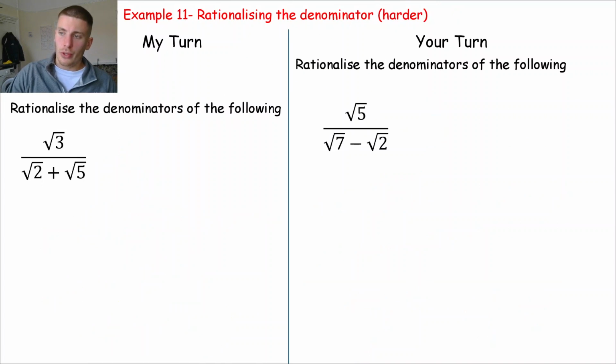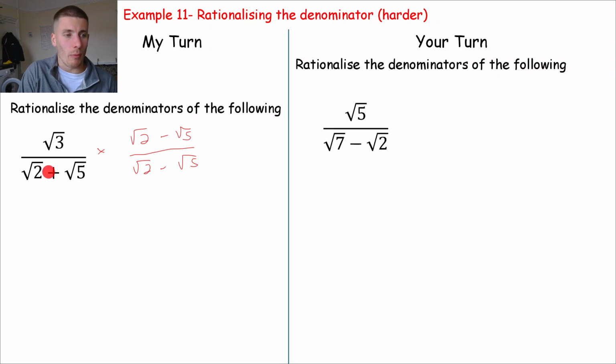Right, let's go on to another example. So example 11, let's look at rationalizing the denominator again. Same idea, but this time we've got root 2 plus root 5. The way you approach this one is you times top and bottom by root 2 take away root 5, so root 2 take away negative root 5.